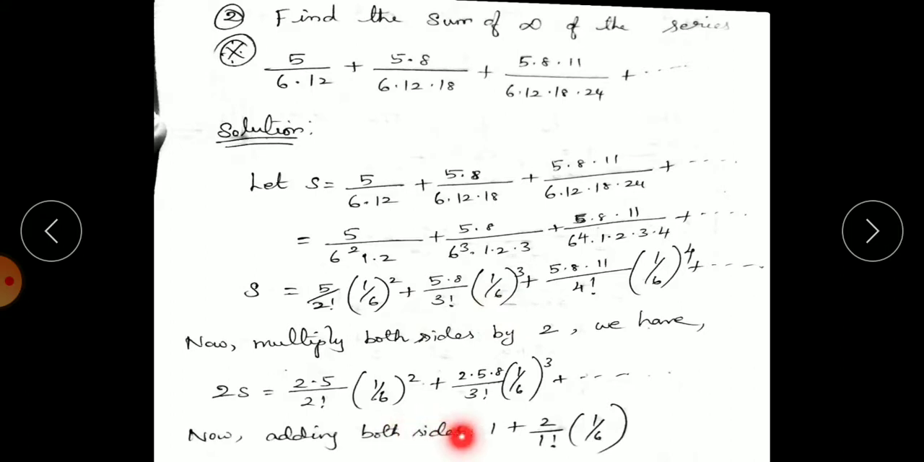Now adding both sides, 1 plus 2 by 1 factorial into 1 by 6. So we are adding, so the term will become like that. So it becomes, take it as the first equation. Now compare the RHS with the binomial expansion. It is full of positive terms, plus plus plus. So we are having the minus sign on this side.